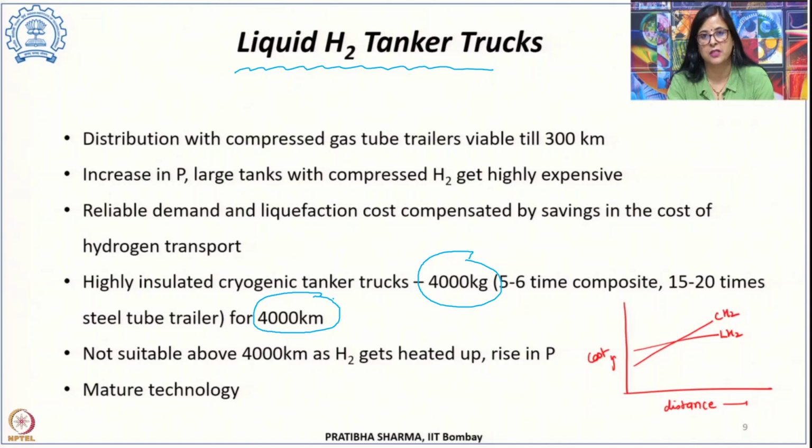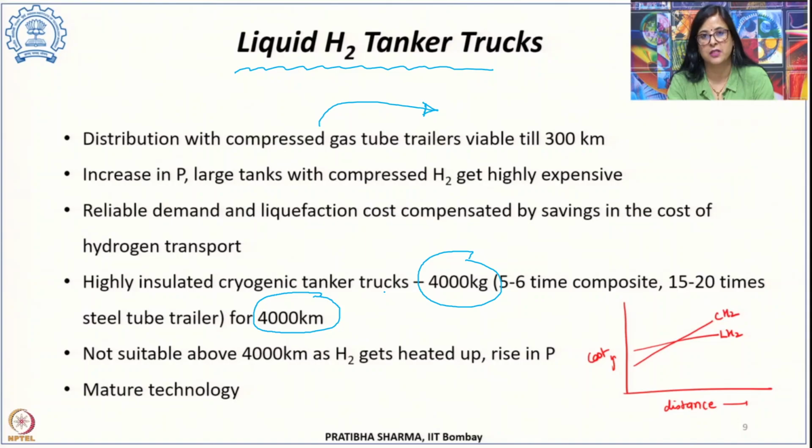For a highly insulated cryogenic tank, like a 4000 kg steel tube trailer, it is okay for 4000 kilometers. But beyond 4000 kilometers, I mean your distance of travel with a liquid hydrogen tanker truck, it is not suitable for the cryogenic tanker truck. Because what is the problem? The problem is boil off.